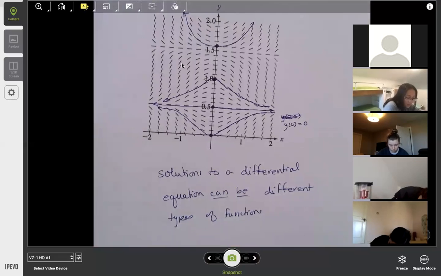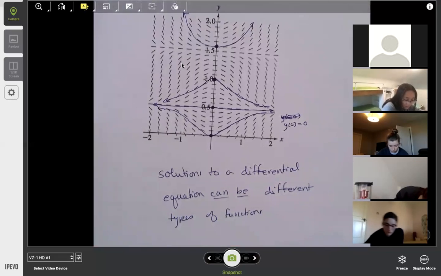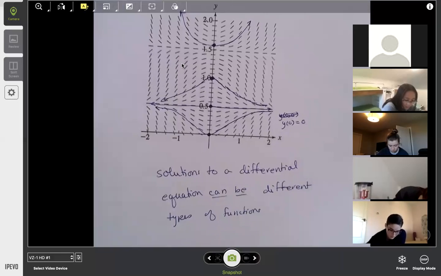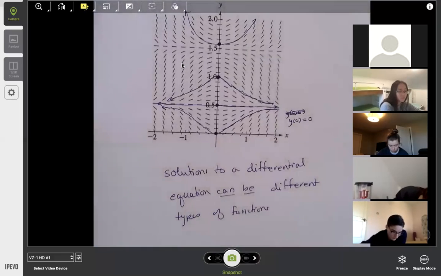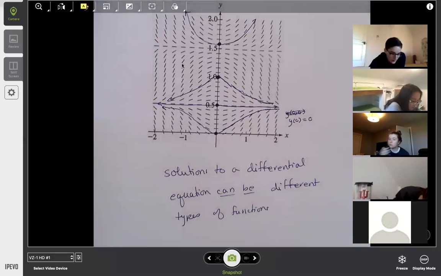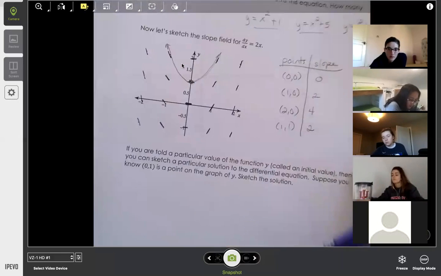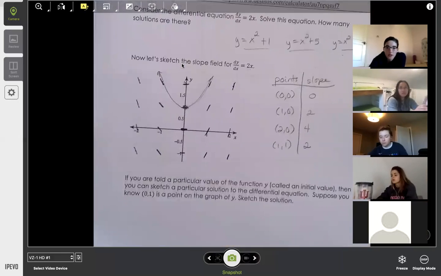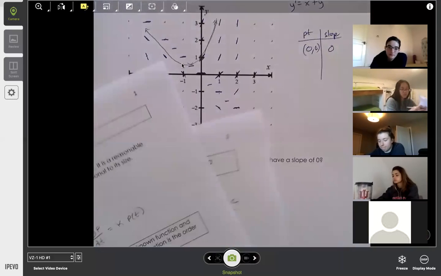Are we okay so far? Questions for me? Questions? Would you be able to go back to the second page? I just didn't get the very last part about sketching. Oh, it was just sketching it in. Okay, never mind. Thank you. Yep.